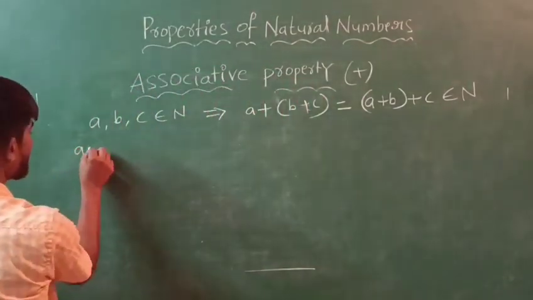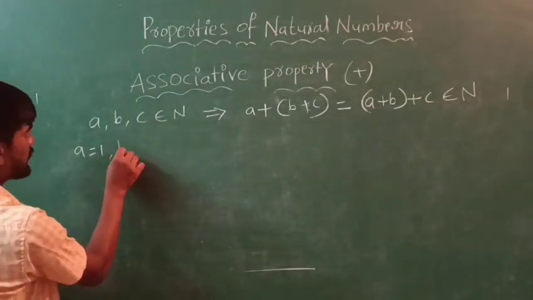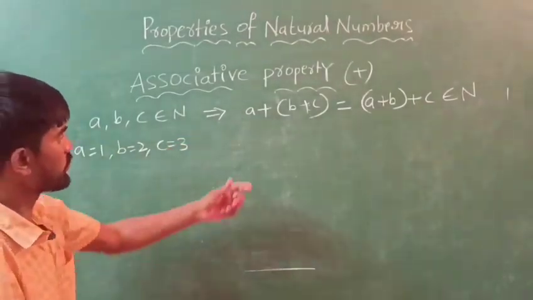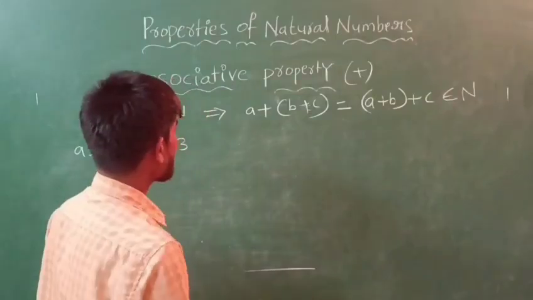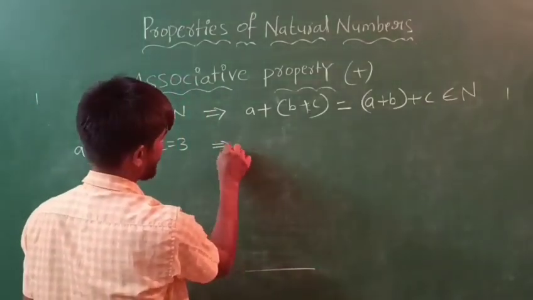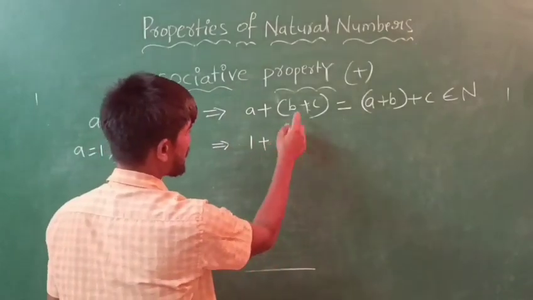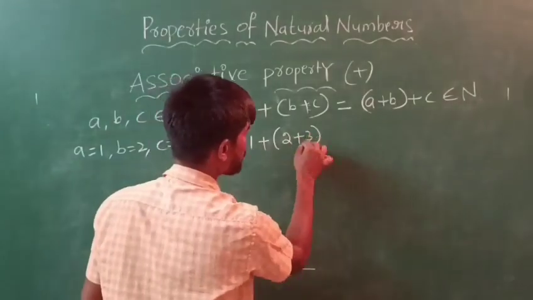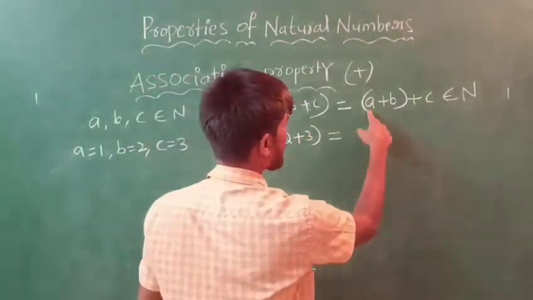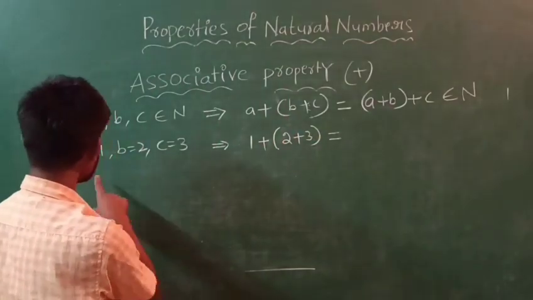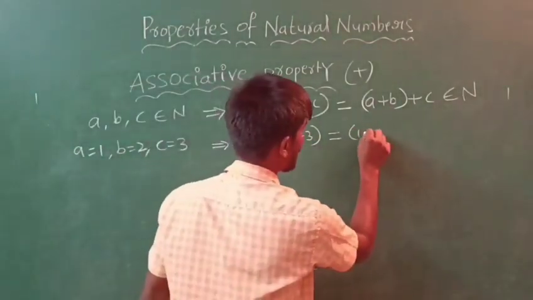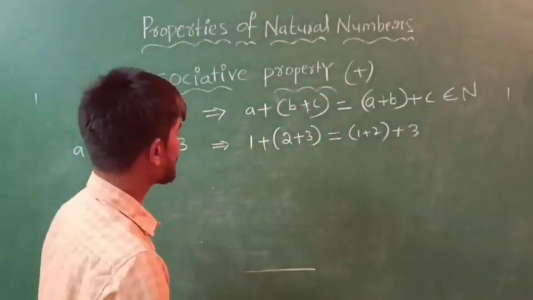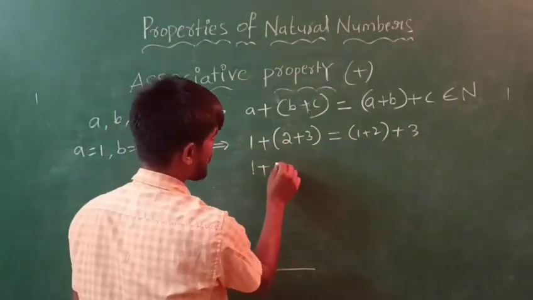Suppose a is equal to 1, b is equal to 2, c is equal to 3. I am going to substitute these values on the LHS and RHS. Here a is 1, plus, within the bracket, I substitute b value and c value: 2 plus 3. Equal to a plus b, that is 1 plus 2, and the rest is c, that value is 3. Here 1 plus (2 plus 3) is 1 plus 5.